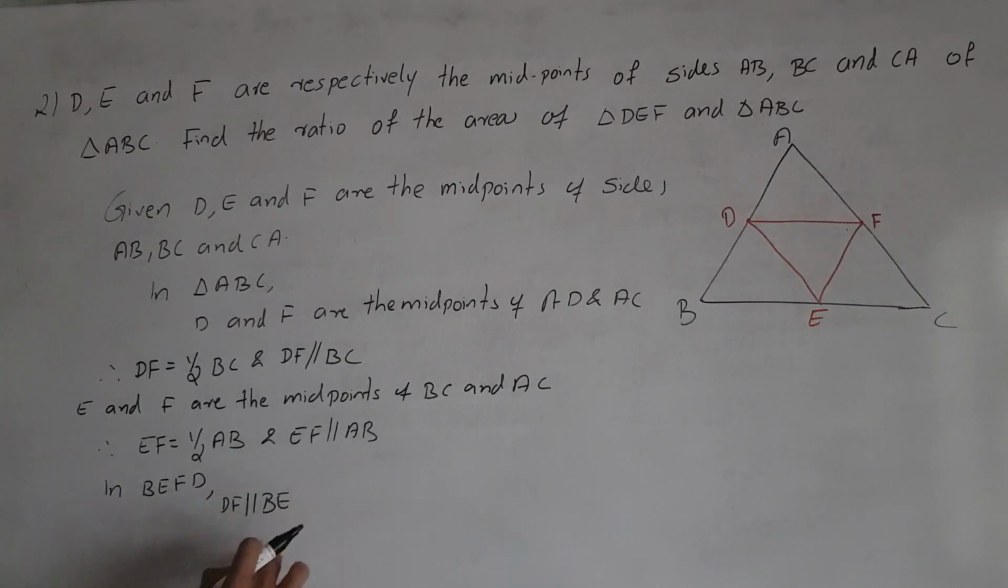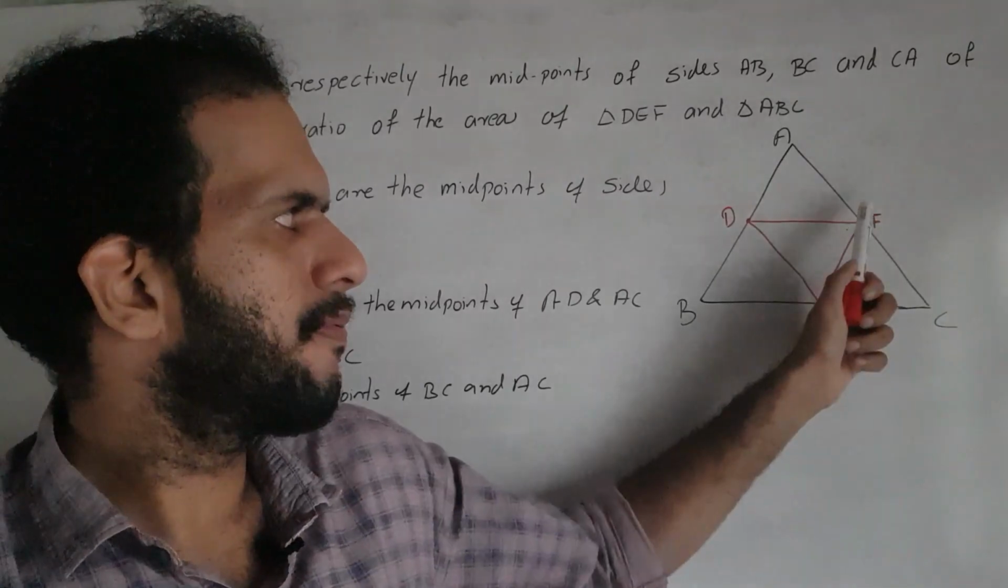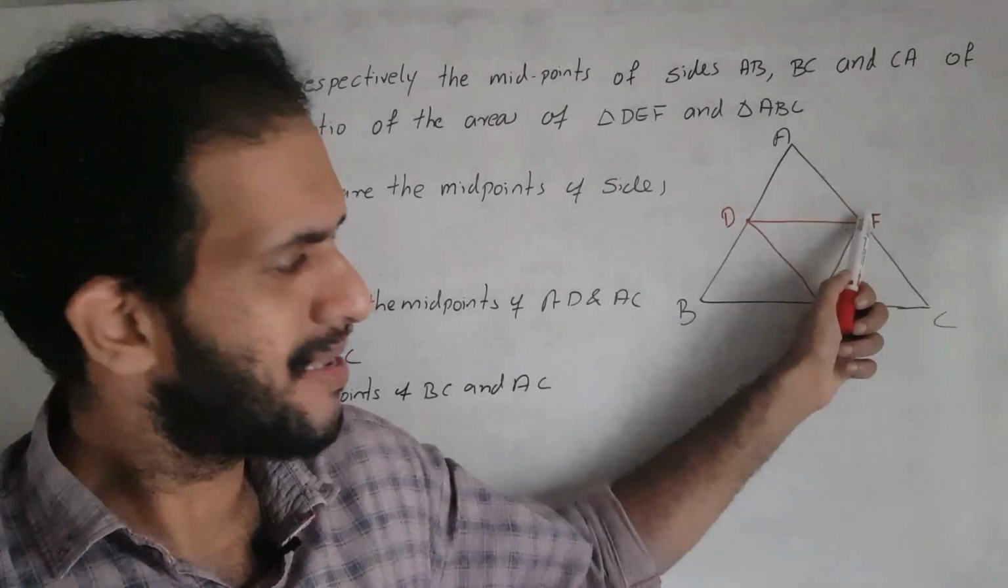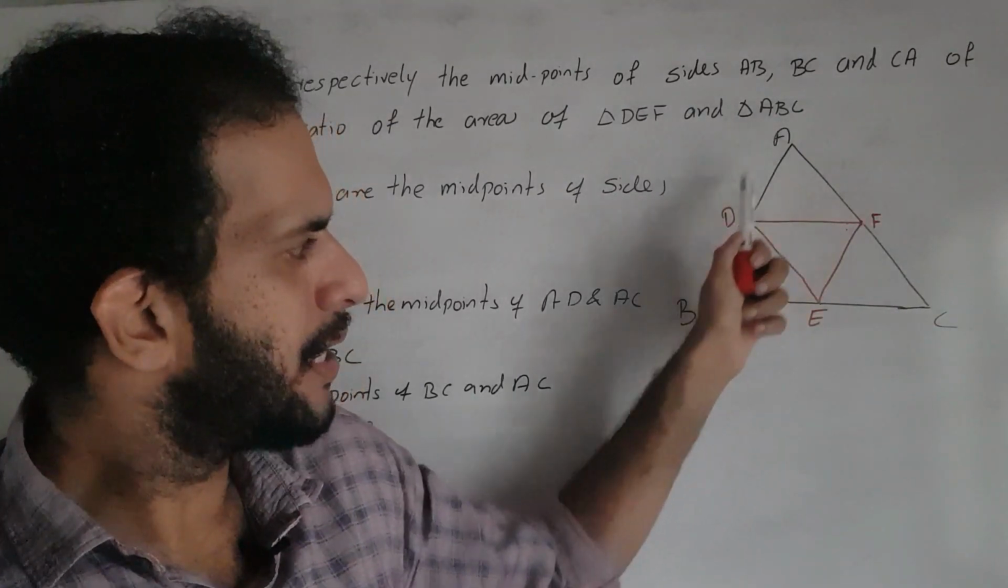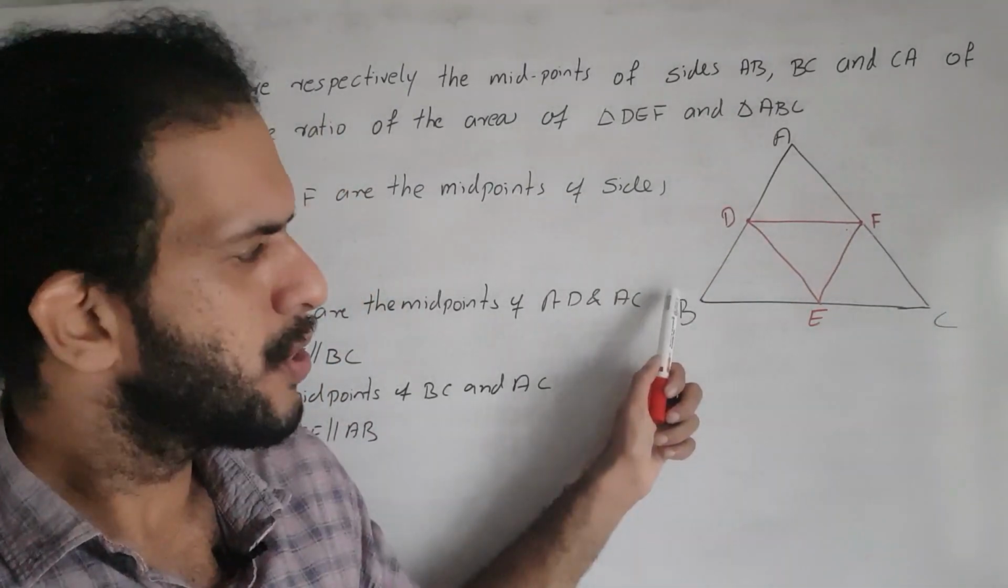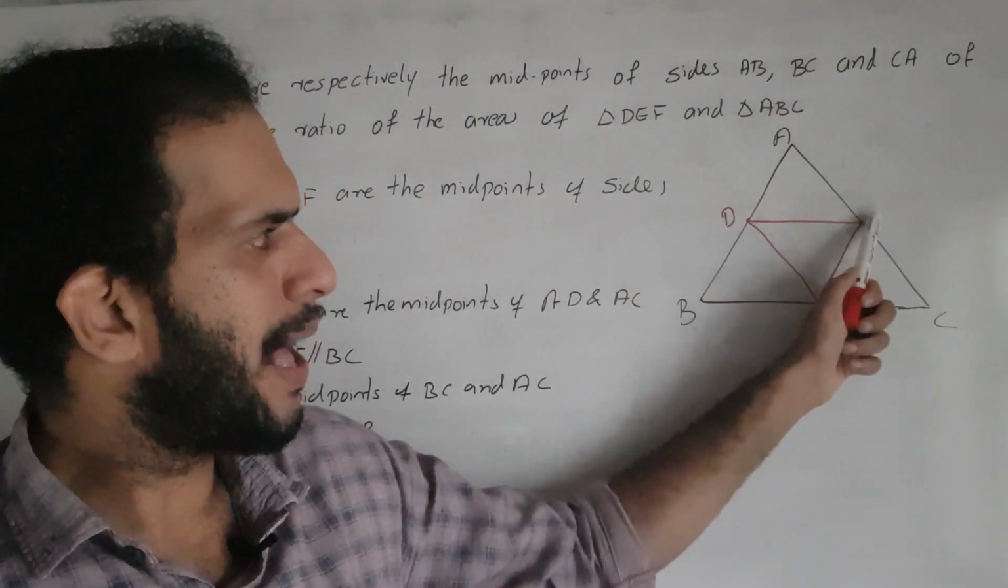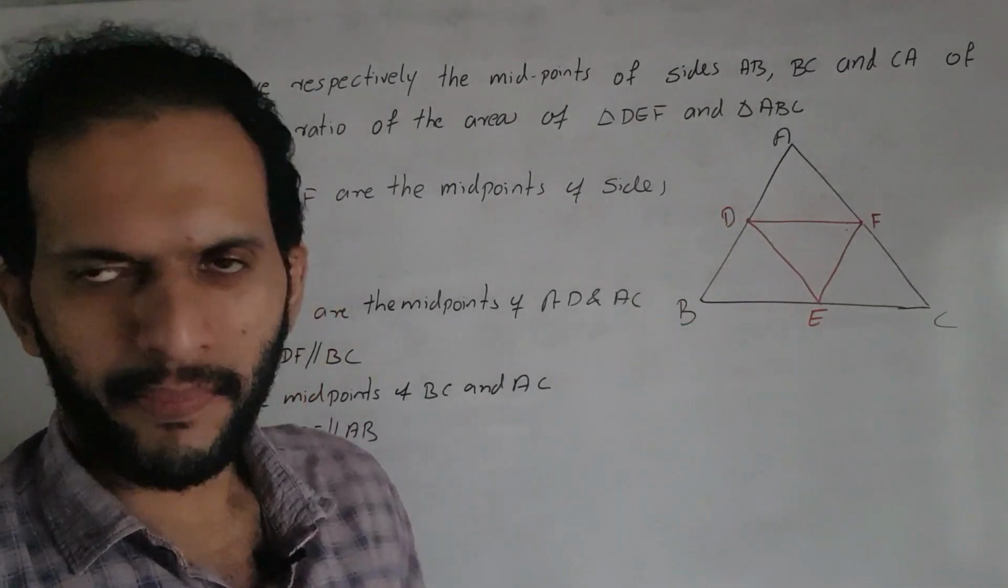Okay, and now we got it, EF is parallel to AB. So EF is parallel to BD.